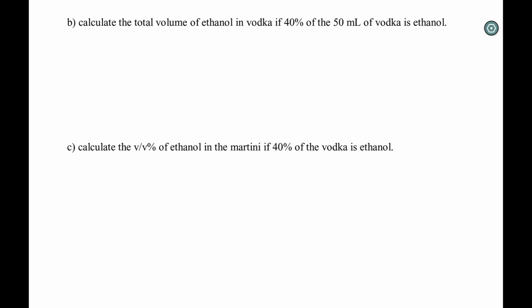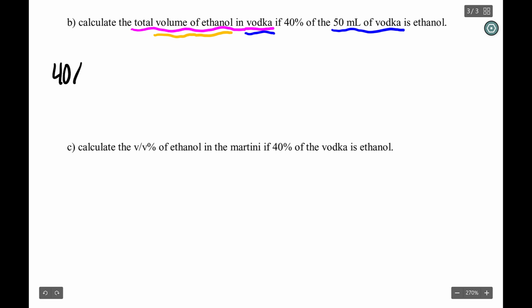In our next question, we are going to focus in on actually the ethanol part of vodka in the martini and in the vodka itself. So our next question is saying calculate the total volume of ethanol in vodka if 40% of the 50 milliliters of vodka is ethanol. So vodka is going to be our solution. And we have 50 milliliters of vodka. What we're going to do is figure out the volume of the solute, which is going to be ethanol. So our total is 40%.